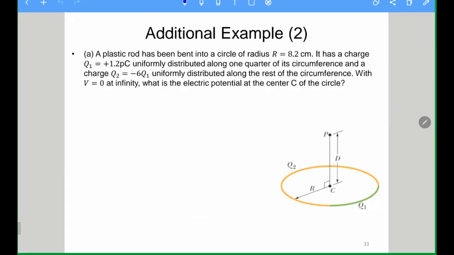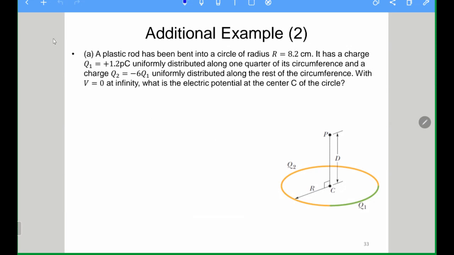So let's see some additional examples. Additional example 1, I just skip it because later on I already included it in the selected problem, so I just don't repeat it here. You can just check the selected problem. So we start from additional example 2.